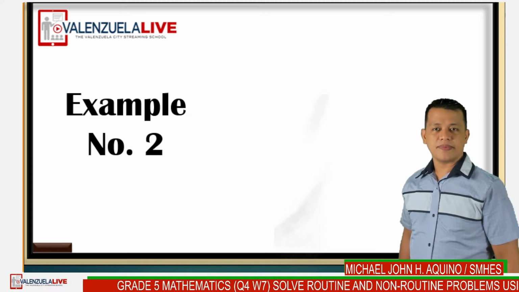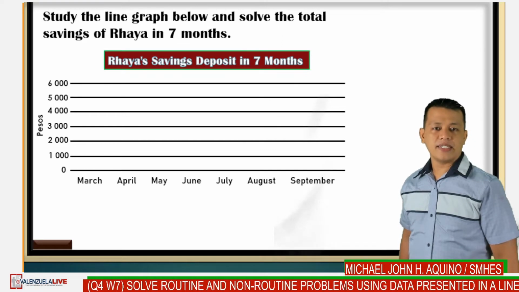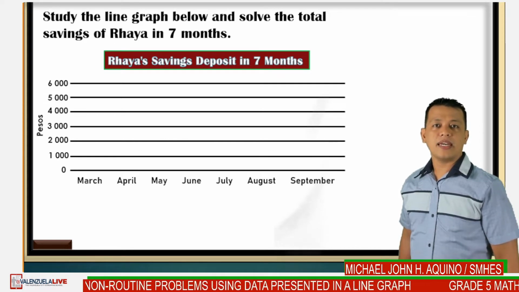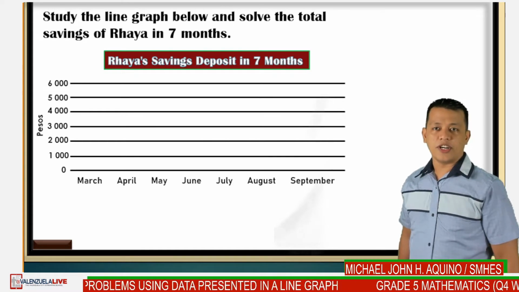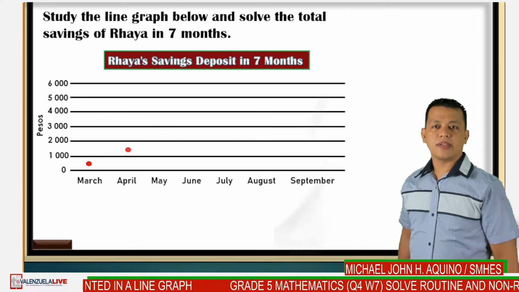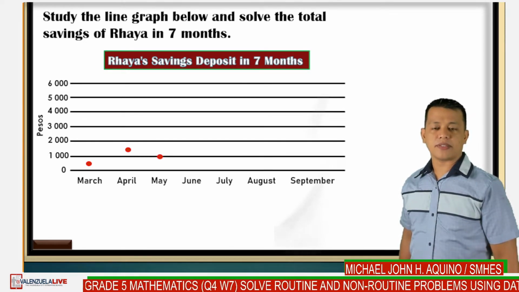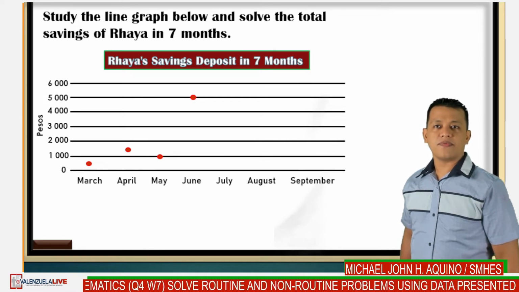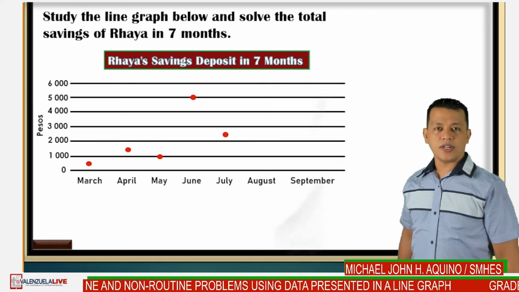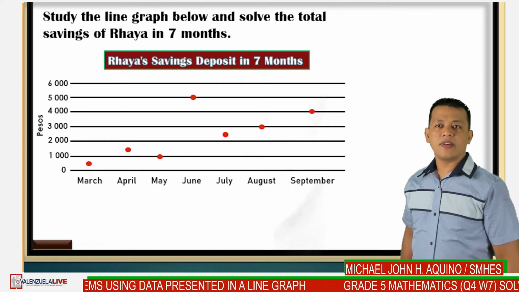For the next example, let's study another line graph and solve the total savings of Raya in 7 months. The title of the graph is Raya's Savings Deposit in 7 Months. On March, he saved 500 pesos. On April, he saved 1,500. On May, he saved 1,000 pesos. On June, he saved 5,000 pesos. On July, he saved 2,500. On August, he saved 3,000 pesos. On September, he saved 4,000 pesos.